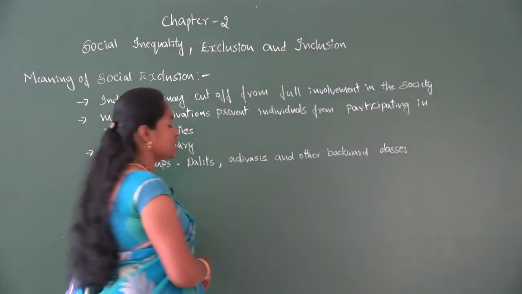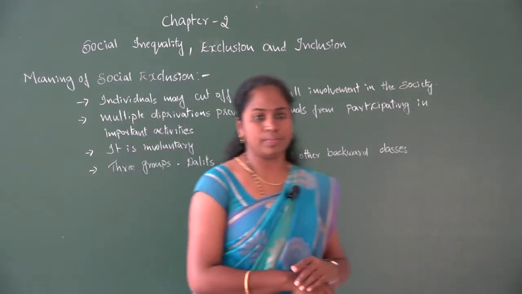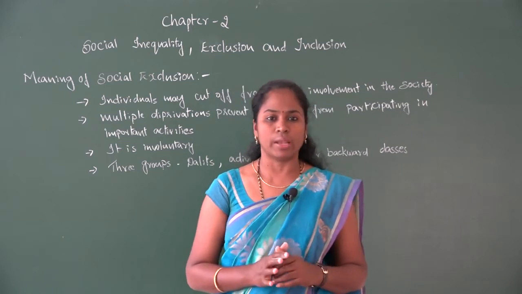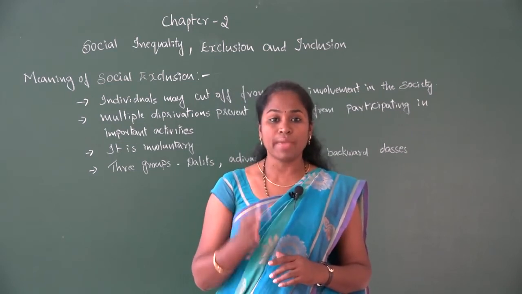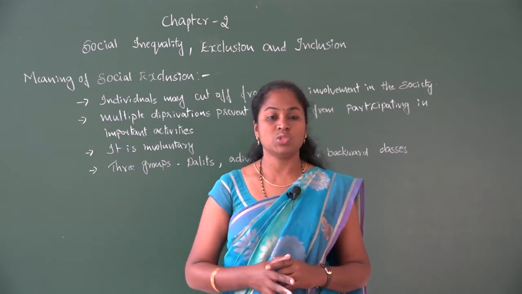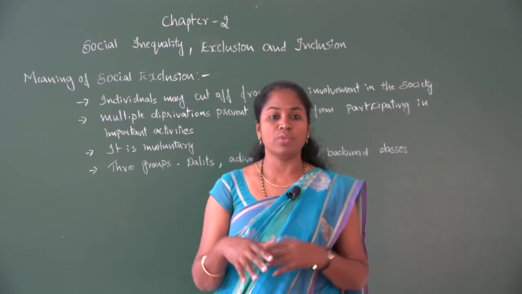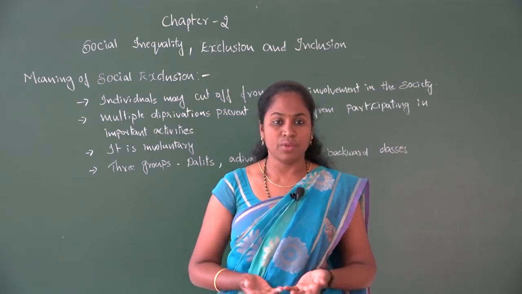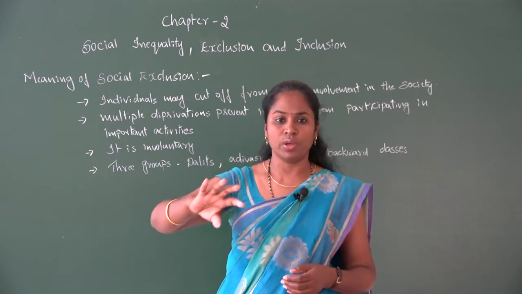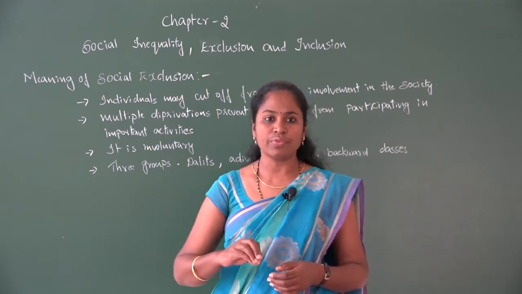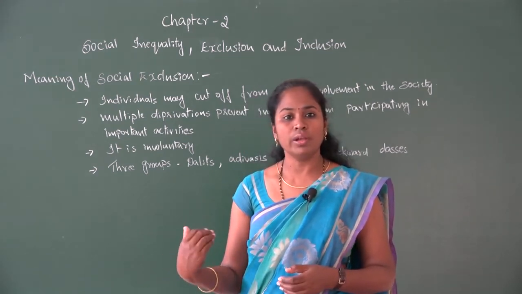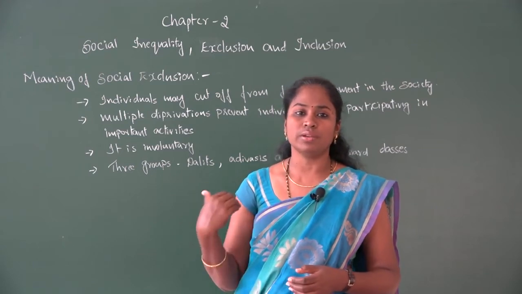Then here it is involuntary. Social exclusion is involuntary, not voluntary, where people voluntarily are not joining that particular group. It is an involuntary one. From birth a person gets this. If a person is born in that particular excluded group, they get it from birth. So it is not the voluntary one, it is called involuntary.